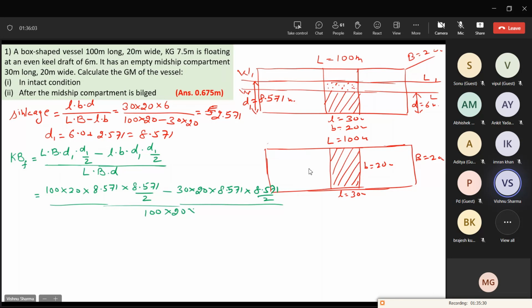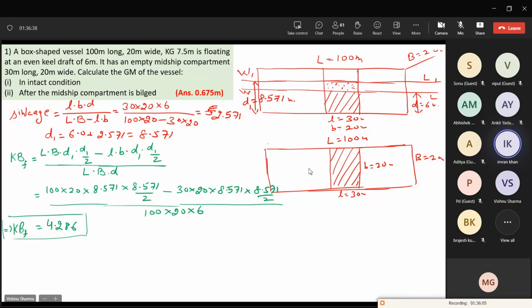100 into 20 into 6. Please calculate and give me the KB final. The answer will be half of that. I can write down the answer myself. 4.286 meters. Please calculate and satisfy yourself. Because wherever the moments are to be used going forward, you should be able to calculate it. Because there will be a requirement of this process, and I want to address it in the first place itself.